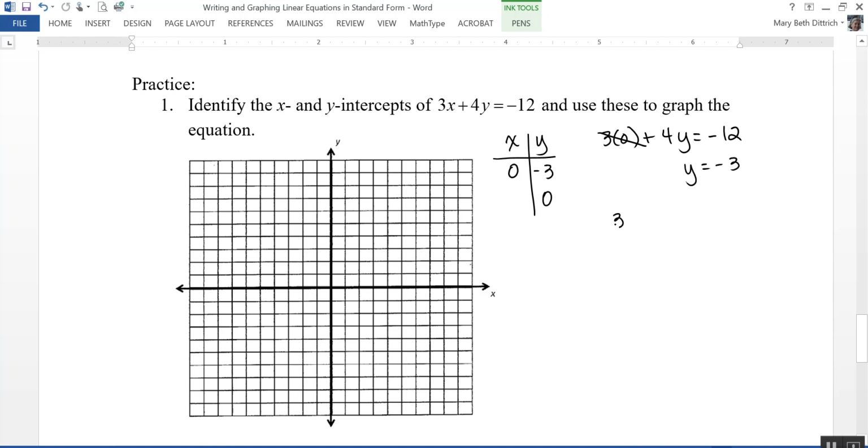And then plugging in 0 for y, dividing by 3, that's going to give me x equals negative 4. So my x-intercept is negative 4, and my y-intercept is negative 3. And I will graph negative 4 on the x-axis, negative 3 on the y-axis, and connect those with a line.